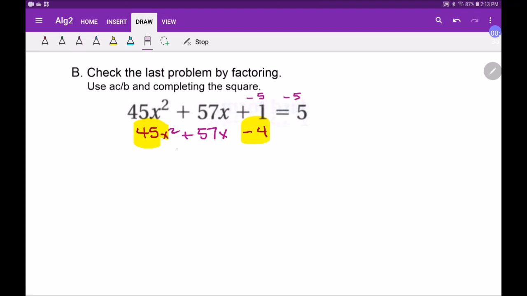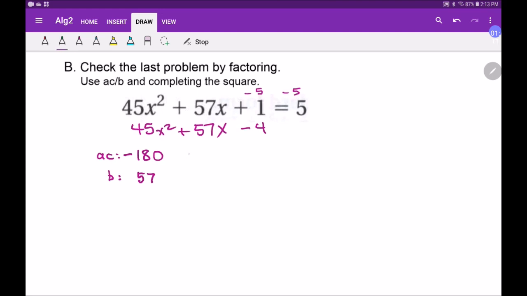Okay, so just getting rid of that. Okay, so 4 times 45. Well, that's 180. And by the way, that's AC, and it's negative. So factors of 180, that's a lot of factors, that add up to 57, which is B.